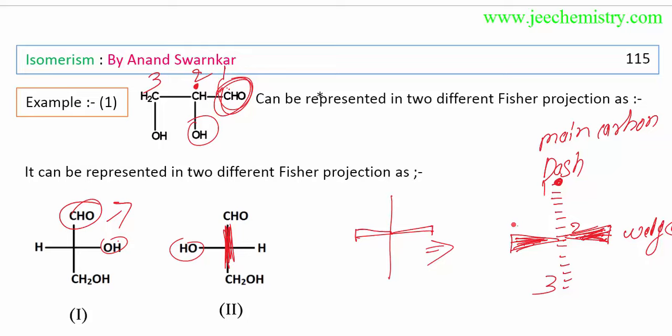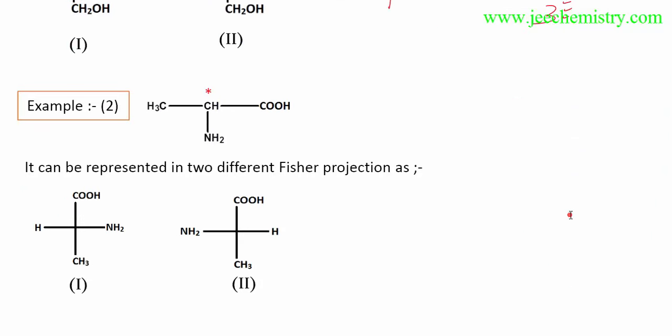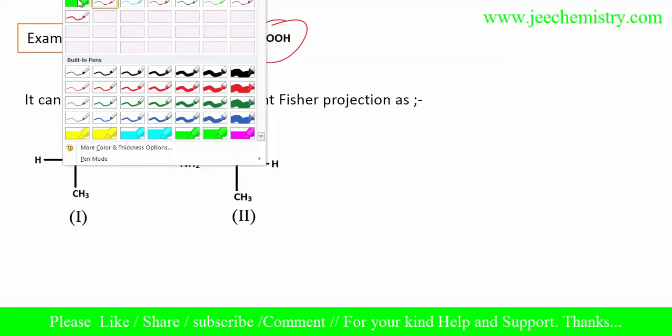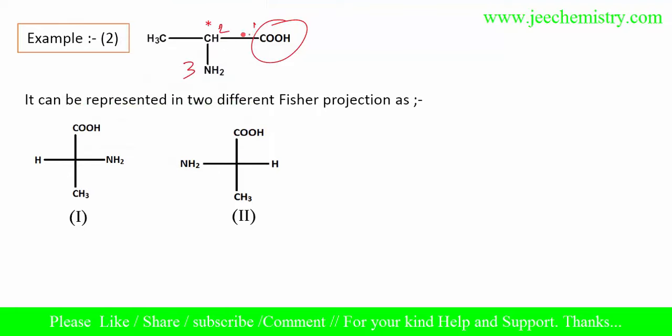So this is a dash, this is a wedge, this is towards the viewer, this is away from the viewer. In this way we can understand the Fischer projection formula. Now we have to write the Fischer projection formula. This is our chiral carbon atom. This is the most oxidized compound, so we can number it 1, 2, 3. In this way we can number, and we can also number it 1, 2, 3.